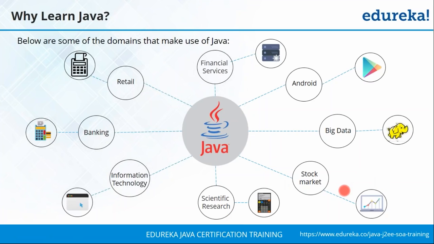When we look at the stock market, now this is something that is quite useful. So in the stock market, there are a lot of algorithms that are written in Java which help organizations to understand better as to which company they need to make their investments as well.